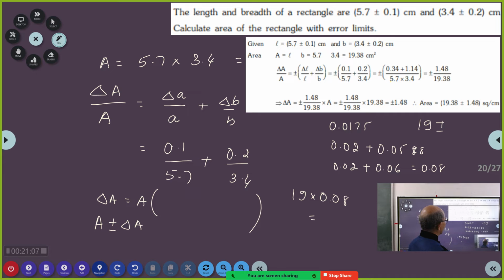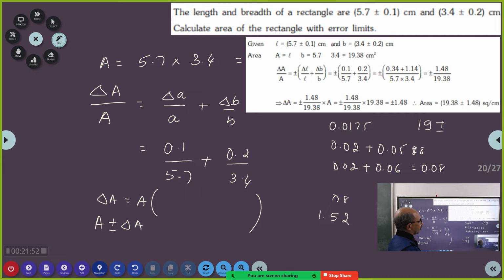So you multiply this by 19. What will you get here? 1.52. Now how many decimal places? How will you write 19 plus or minus, what will you write?